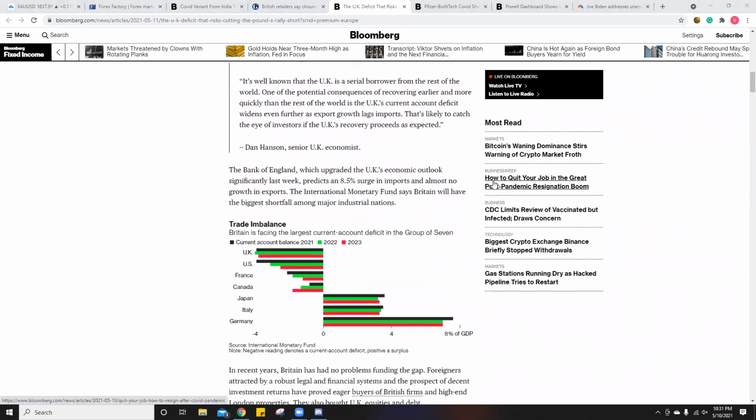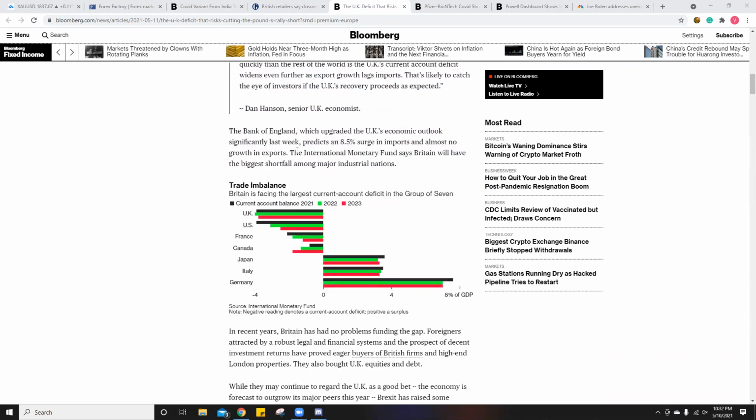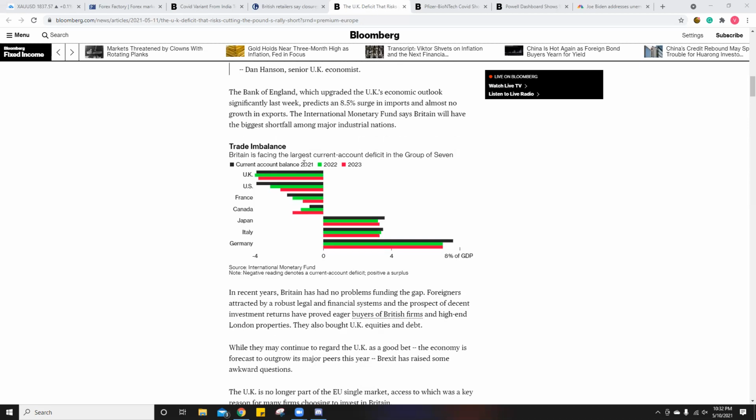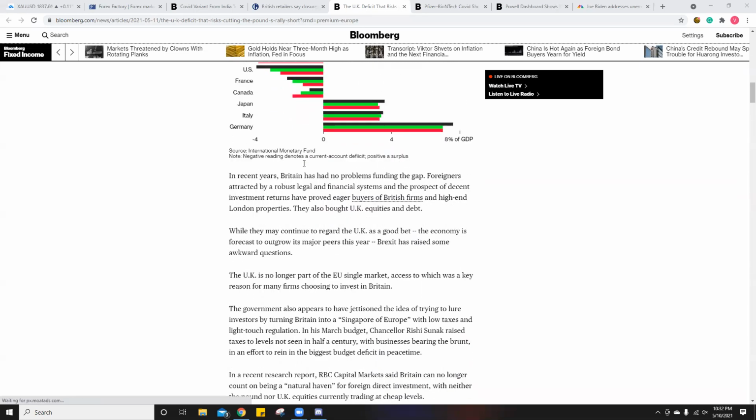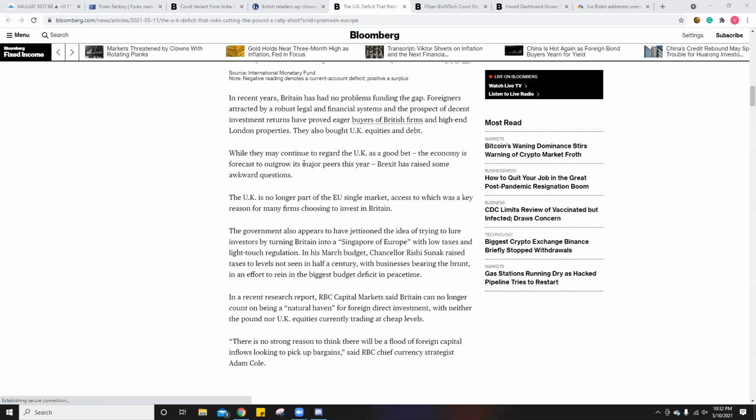All right, perfect. So now the things that we were discussing just a couple of seconds ago: the Bank of England, which upgraded the UK's economic outlook significantly last week, is predicting an 8.5% surge in imports and almost no growth in exports. The IMF, the International Monetary Fund, says Britain will have the biggest shortfall among major industrial nations. So now we're starting to see that obviously the UK has been hit hard, but again, the same exact questions come into play, and those are the major questions.